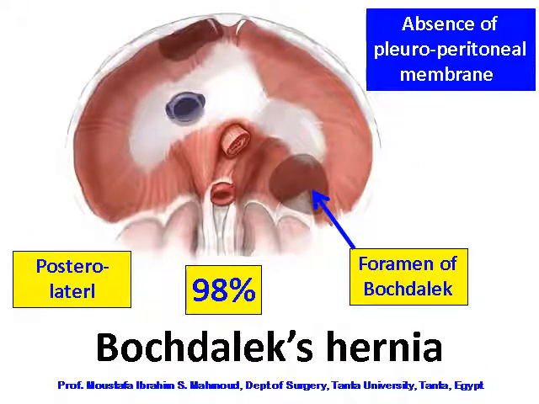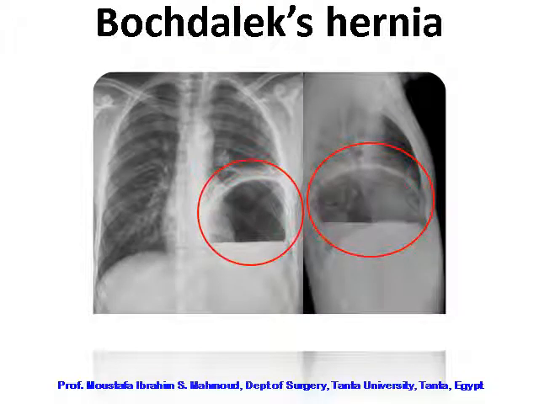Bochdalek's hernia at the foramen of Bochdalek, posterolateral in the diaphragm. Absence of the pleuroperitoneal membrane. Radiograms for Bochdalek's hernia.